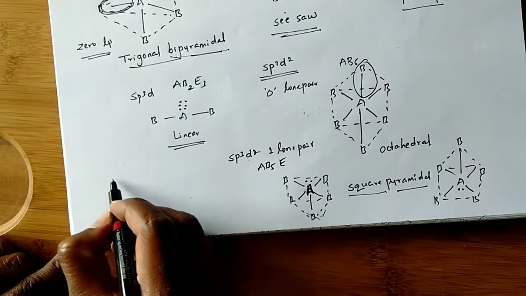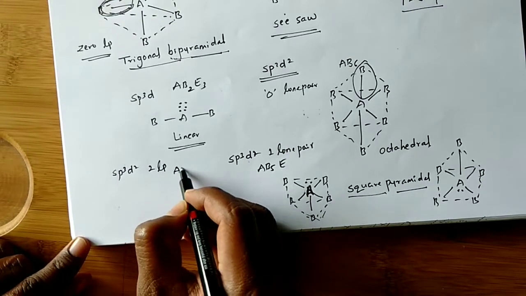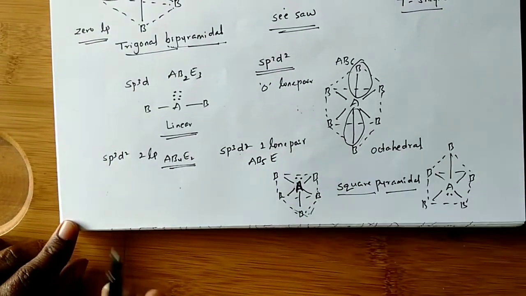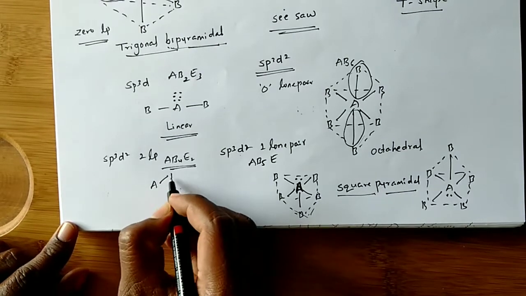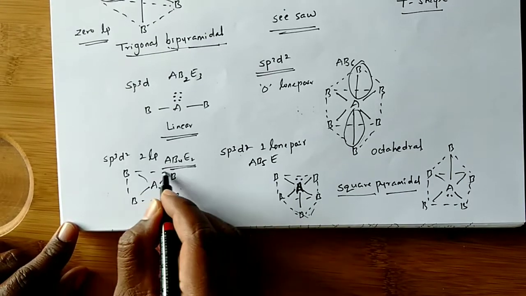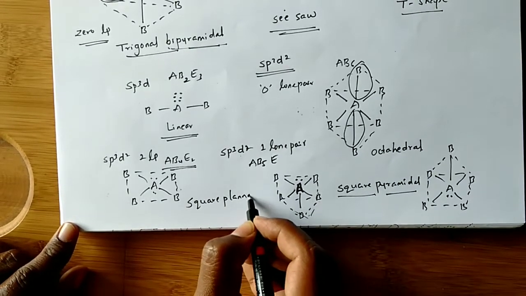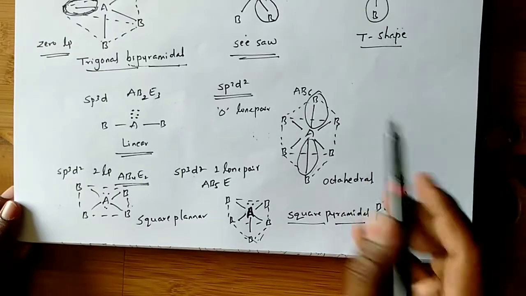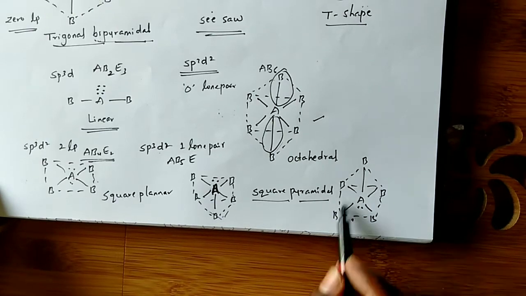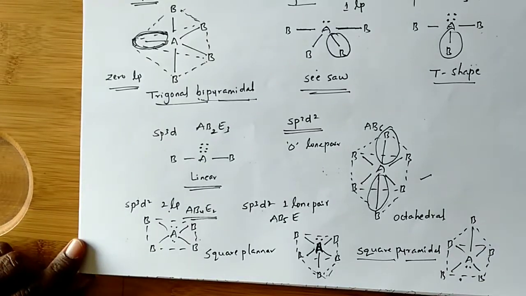sp3d2 with two lone pairs means it is AB4E2 type. Two lone pairs means one more bond removed. So A is the central atom. It is simply square planar. With two lone pairs it is square planar. Zero lone pairs, octahedral; with one lone pair, square pyramidal; and with two lone pairs, that is square planar. Okay?